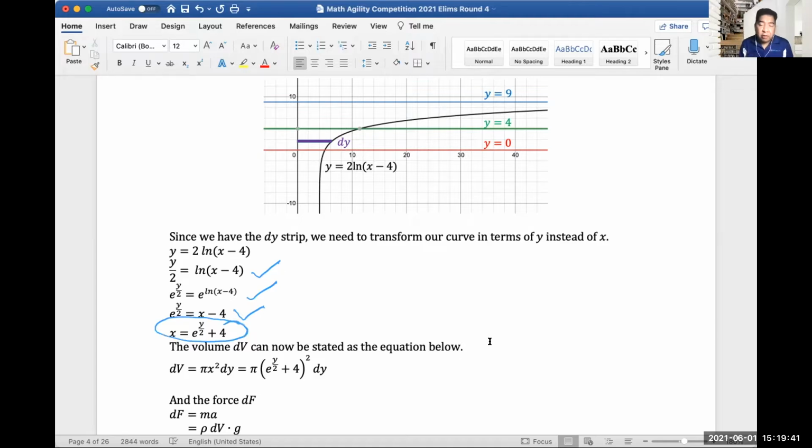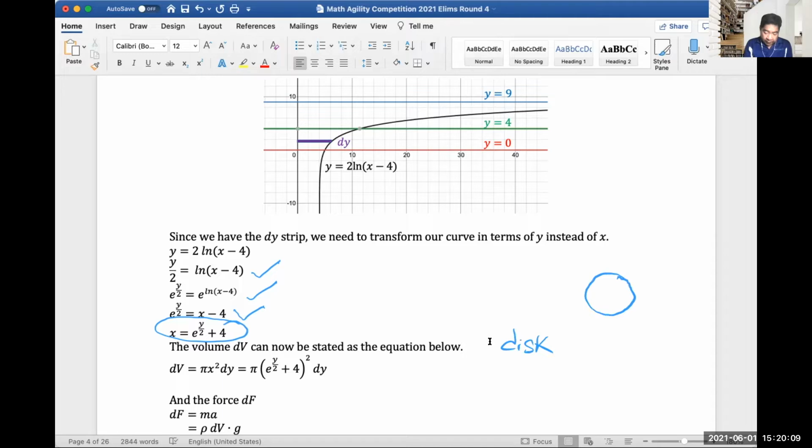And we can now form the volume formula, which is pi x squared dy. This is a disk method, right? Since we have no outer and inner ring. If you look at the top view of our dy, it will just be a circle.